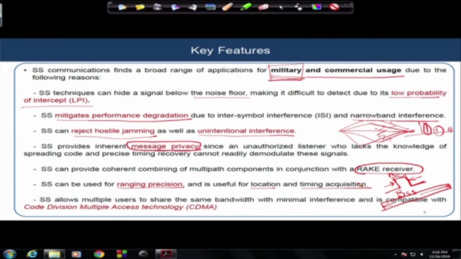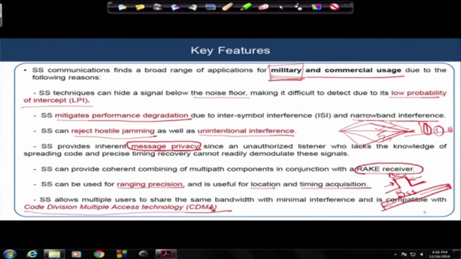Spread spectrum also allows multiple users to sustain within a given geographical zone of communication with minimal interference, and hence it becomes a key factor to develop the very famous communication technology, which is CDMA.